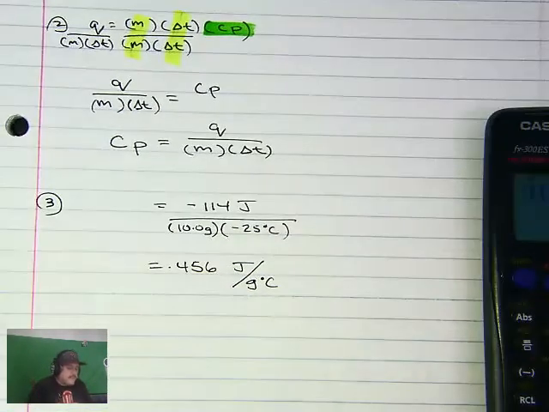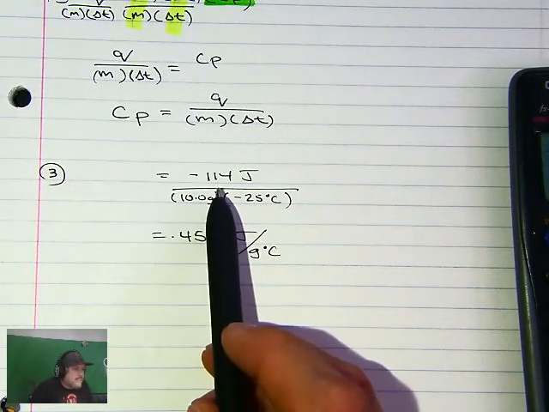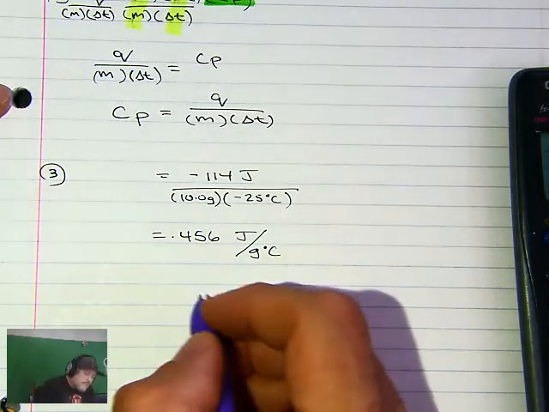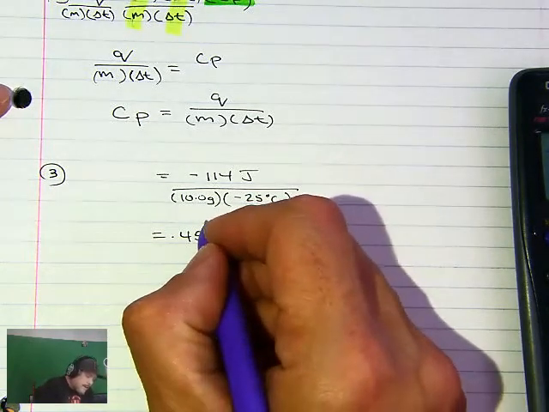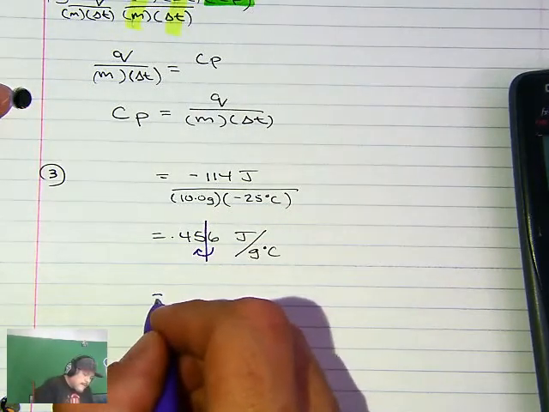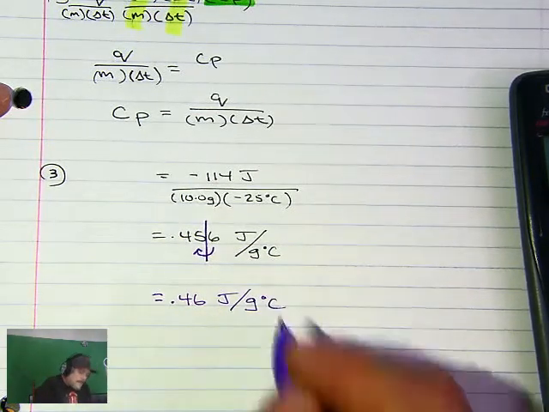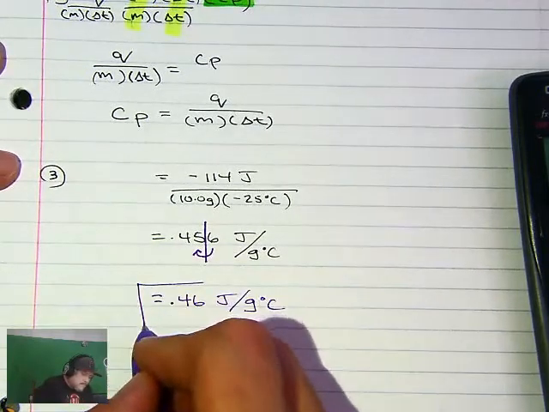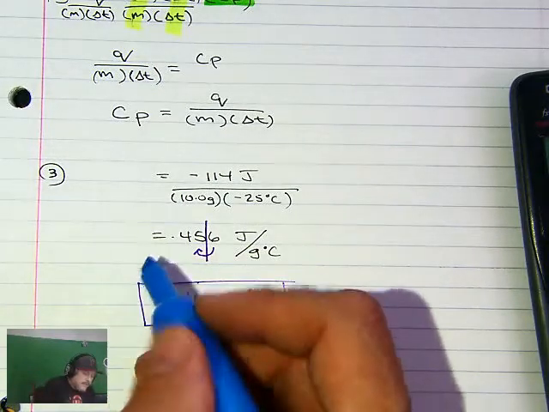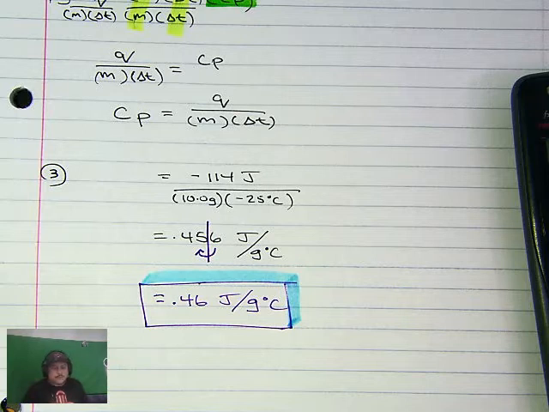Last thing I need to show you guys, remember sig figs still play a role. This is all multiply and divide, so I just count. 3 sig figs, 3 sig figs, 2 sig figs. That means my final answer can only have 2 sig figs. So I'm going to cut right here, and I get 0.46 joules per gram degree Celsius. And that's a great final answer. If that's what you obtained as your final answer, that's a good job. 0.46 joules per gram degree Celsius.